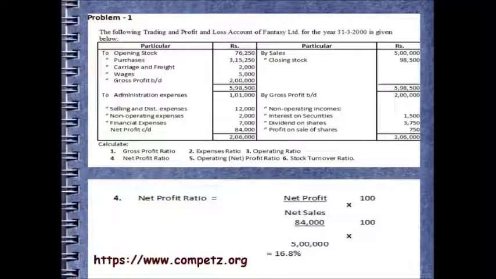Then friends, your fourth ratio to calculate is your net profit ratio. The formula is net profit divided by net sales multiplied by 100. So what is your net profit? You can see in the profit and loss account debit side, below is net profit carried down. So what is the amount? It's 84,000. Just write the 84,000 net profit divided by your net sales. In trading account credit side you can see sales is 5 lakh. So 84,000 divided by 5 lakh multiplied by 100, you will get 16.8% as your net profit ratio.